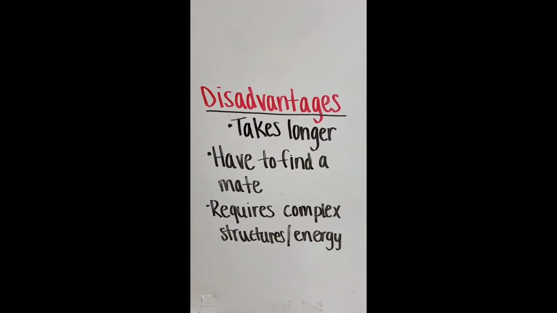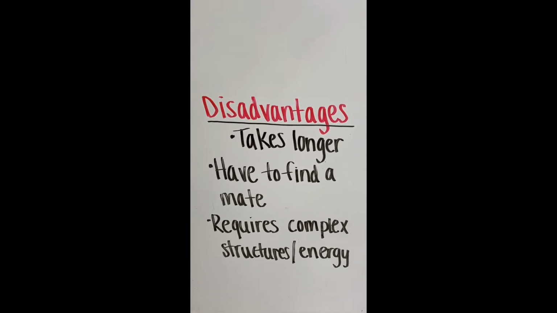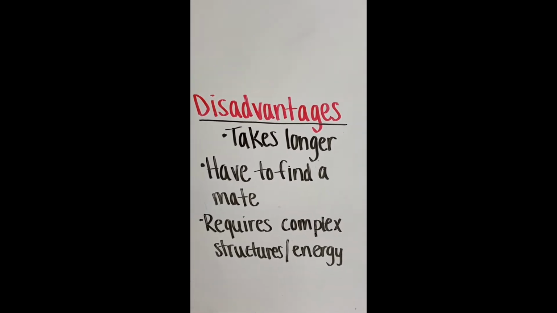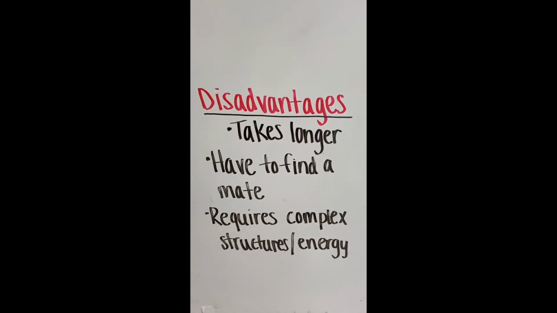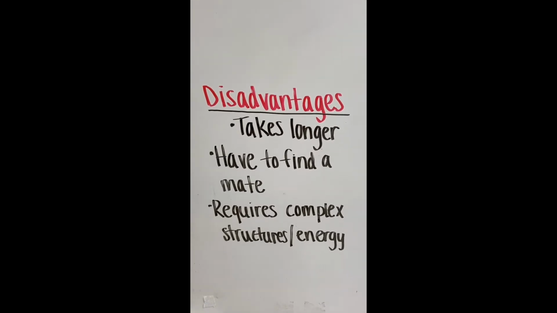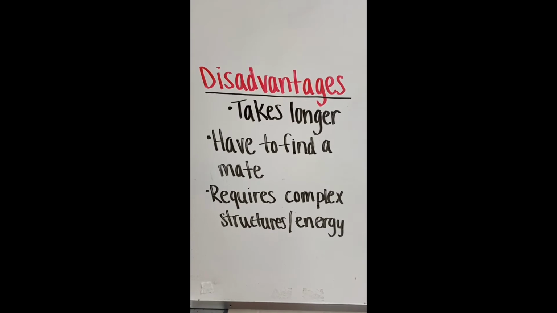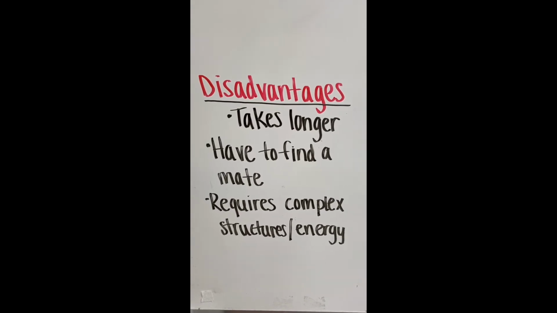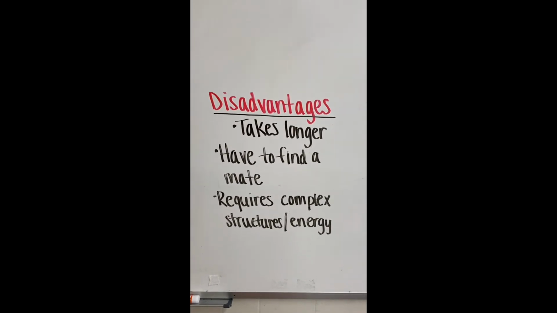The bad things, it takes a long time. It's different for different animals. For humans, it takes 9 months for a full pregnancy. Elephants, it's like 11 months or something like that. Like it takes a while. You also have to find a mate, which takes some extra time and energy, and it requires those complex structures like the ovaries or the testes, and it takes a little bit more energy to reproduce sexually.